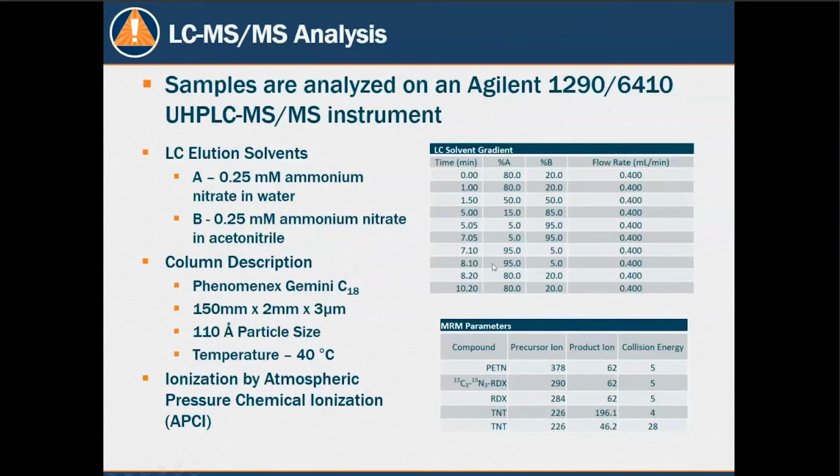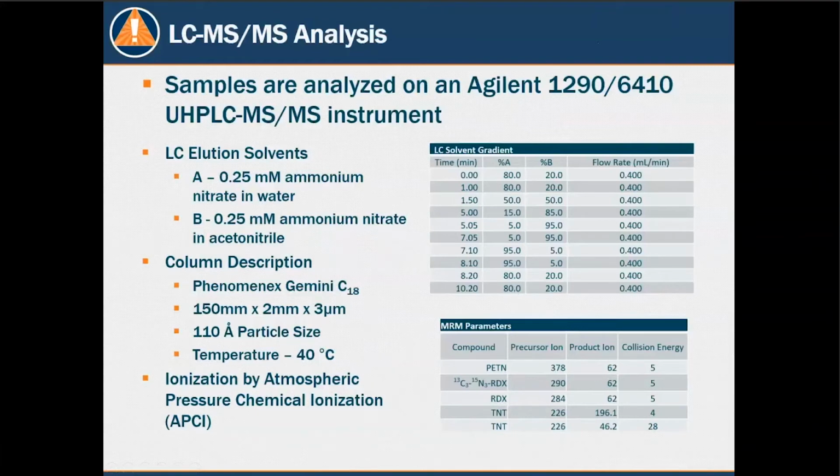Samples were ionized by APCI. Our solvent gradient is there on the right side of the slide. It's relatively standard. We started at 80% A and go to 5% A, and then kick back to 95% A just to make sure we wash everything off we possibly can and then re-equilibrate at the end. The MRM parameters are shown below.